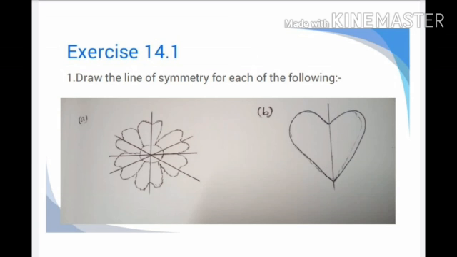Now let us solve exercise 14.1. Question number 1. Draw the line of symmetry for each of the following. Now you can see in your book A, B, C is given. I have solved here A and B. C you try to do by yourself. In A, there can be 4 lines of symmetry. You can see here I have drawn 4 lines of symmetry. And in B, 1 line of symmetry.